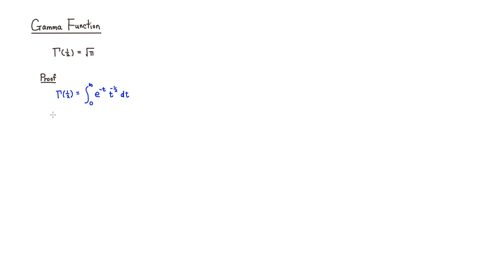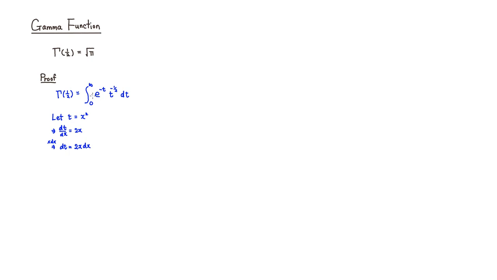I'm going to let t be x squared, right? Then you can see that by taking a derivative of t with respect to x, we're going to get 2x. So by multiplying both sides by dx, we get the expression for dt. dt is equivalent to 2x dx, right?